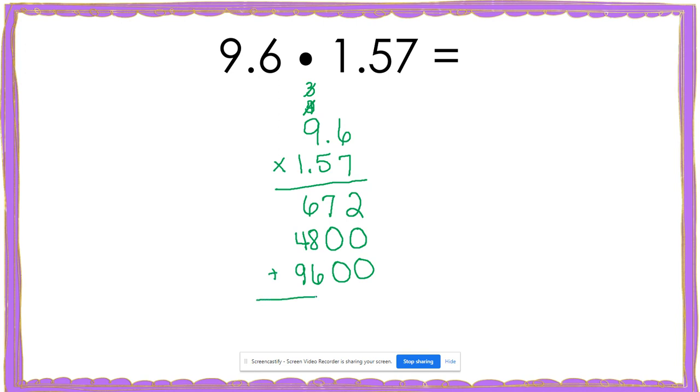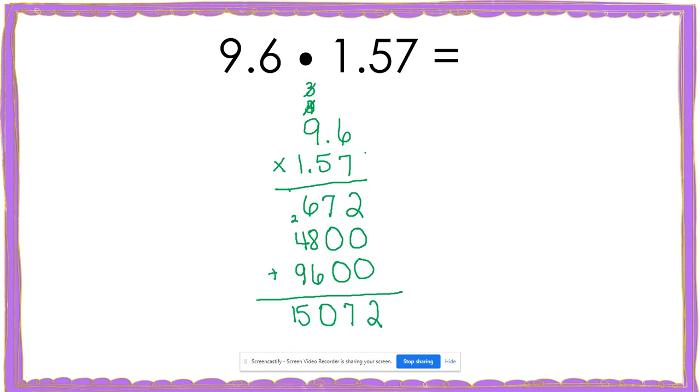So now I can add like normal. 2 plus 0 is 2. 7 plus 0 is 7. 6 plus 8 is 14, and 14 plus 6 is 20, so I put my 0 and carry my 2. 2 plus 4 is 6. 6 plus 9 is 15, so I write my 15.